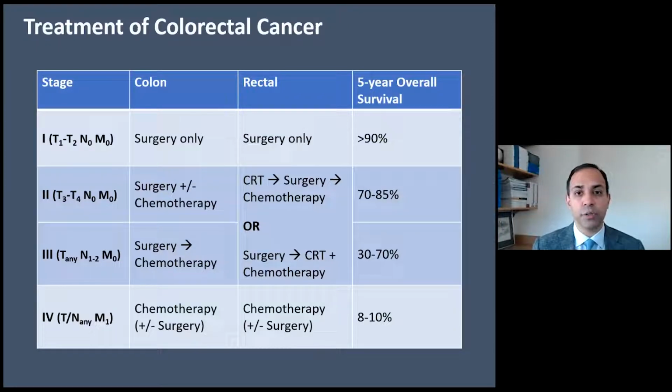For stage 2 and stage 3 disease, there are somewhat different frameworks for colon versus rectal cancer. In both, surgery remains the most important step in their care. In colon cancer, surgery is followed by a discussion regarding chemotherapy after surgery. However, for rectal cancer, radiation should also be incorporated at some point in treatment, before or after surgery.